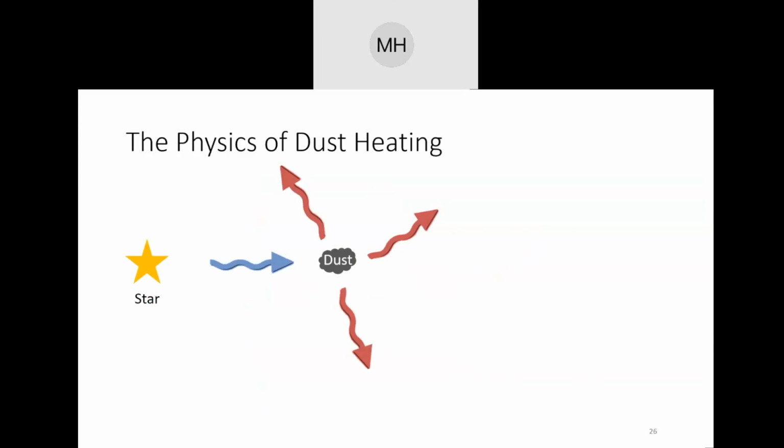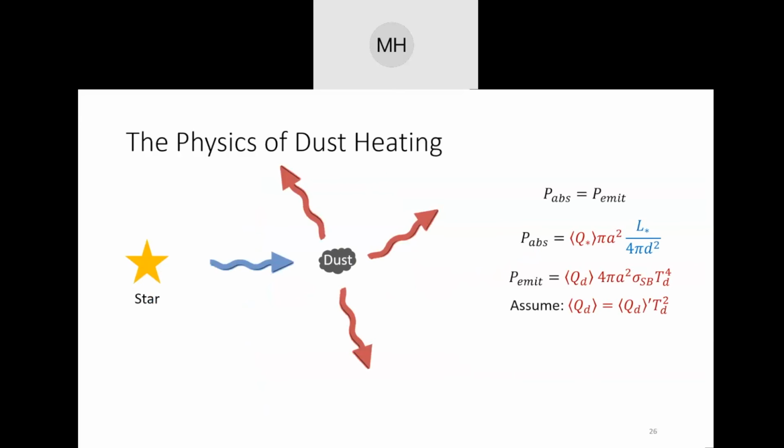Talking about the math behind this, it's basically energy conservation: the power absorbed has to be the power emitted. There are expressions for what the absorbed power and the emitted power for the dust grain should look like, and this comes from Bruce Draine's book, The Physics of the Interstellar and Intergalactic Medium. Typically you'll assume that these Q factors depend on the exact nature of the dust grains and have some temperature dependence. If you plug these back into the power equation up top, you can solve for the dust temperature in a form like this.